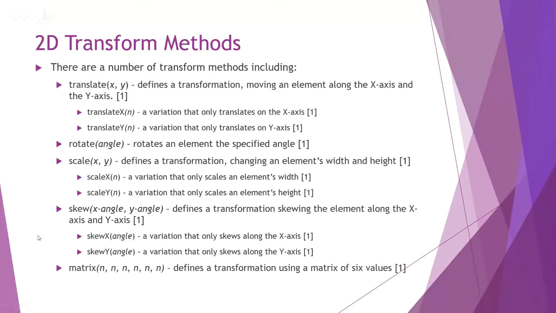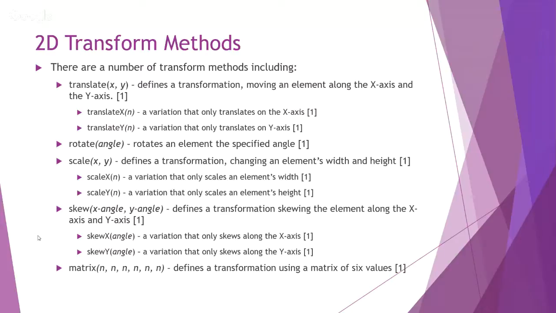2D transform methods. So there are a number of 2D transform methods. They include translate, which moves an element along the X and Y axis. You can also specify translateX or translateY, which only moves across the one axis, so you don't have to worry about both parameters. There's rotate, which rotates an element in 2 dimensions by the specified angle. There's scale, which can either be scaleX, scaleY, or scale with the parameters X and Y. This changes an element's width and height. So scaleX is just the width and scaleY is just the height.